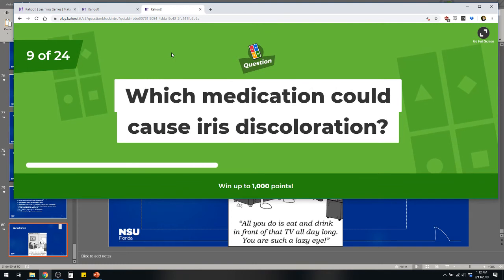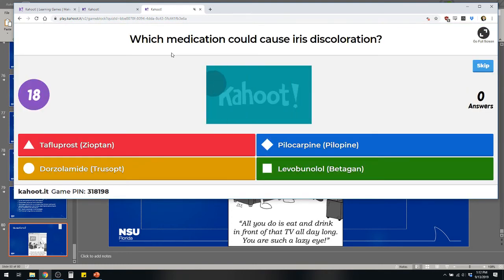Which medication could cause iris discoloration? It would be tafloprost, pilocarpine, dorzolamide, or levobunolol.